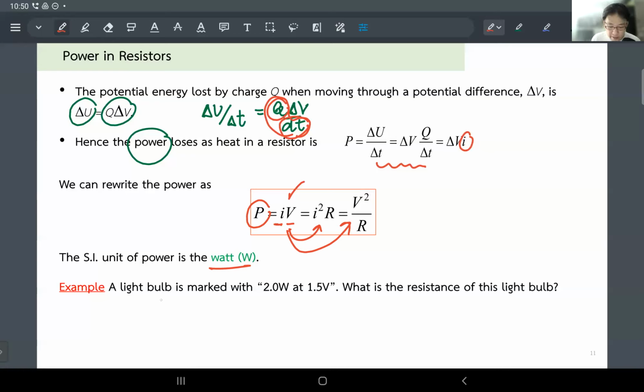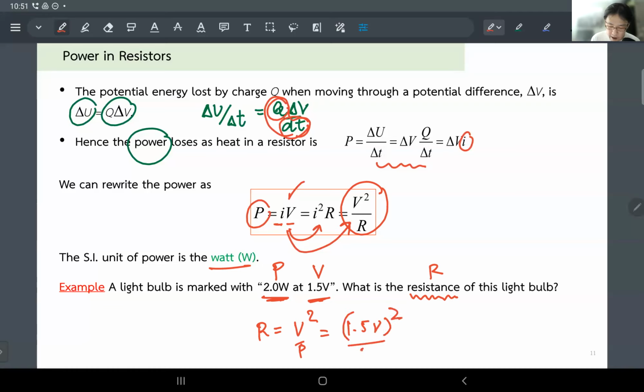So for example, if you have a light bulb that is marked with 2 watts, when you apply 1.5 volts across it, from now on you are able to find out what the resistance inside that bulb is. You say, this is power, this is V, you want R. You probably pick this relationship over here, so you just say R equal to V squared over P. Then you just take the numbers, square the voltage, and divide by the power. You get the resistance in that light bulb.